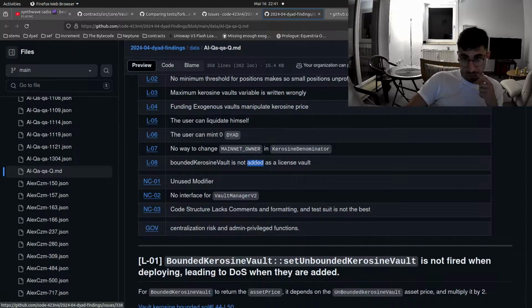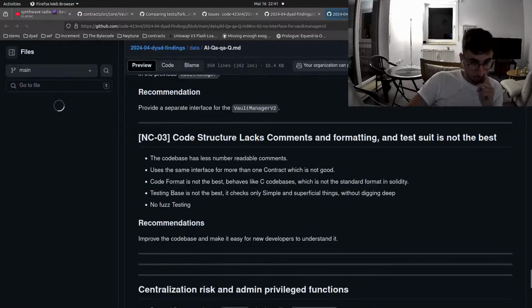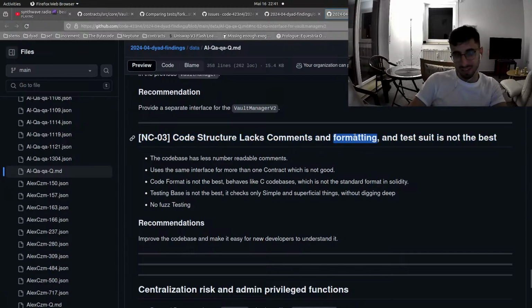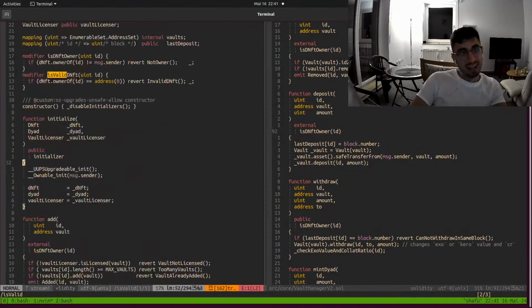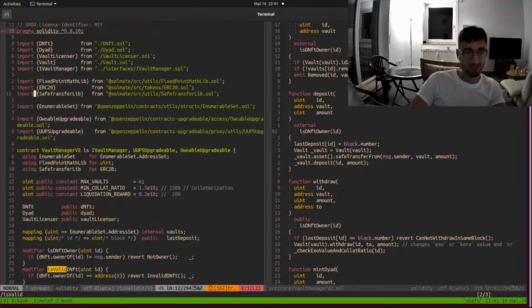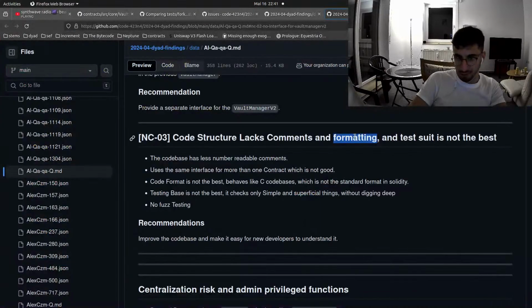No interface for Web Manager v2. And formatting. Yeah, this is my formatting. I don't like linters. This is what it is. Yeah, the test coverage wasn't the best thing. I fixed that.